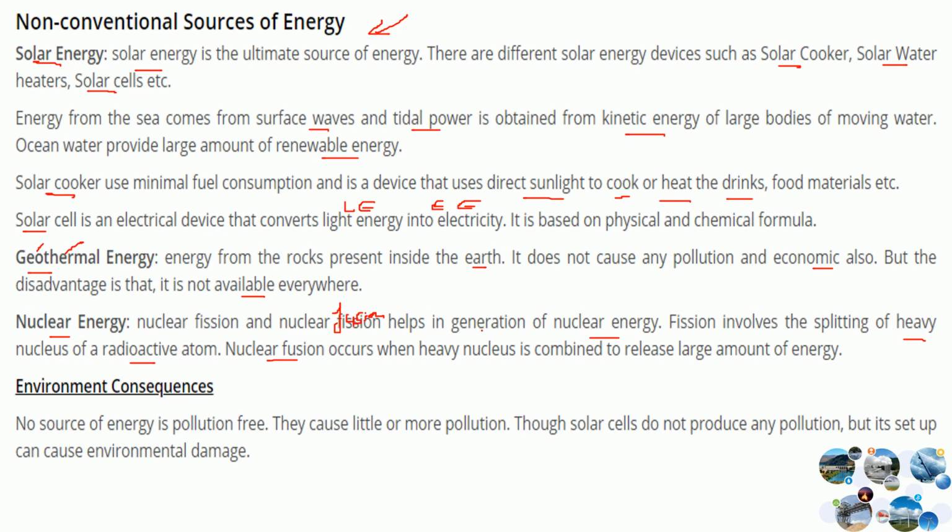Then there are environmental consequences. What are these environmental consequences? No source of energy is pollution free. Some create a lot of pollution, some create very little pollution. If you see solar cells, they do not produce any pollution, but setting them up may cause environmental damage. So there is always a trade-off. It entirely depends on the usage and the application where you are going to employ this.